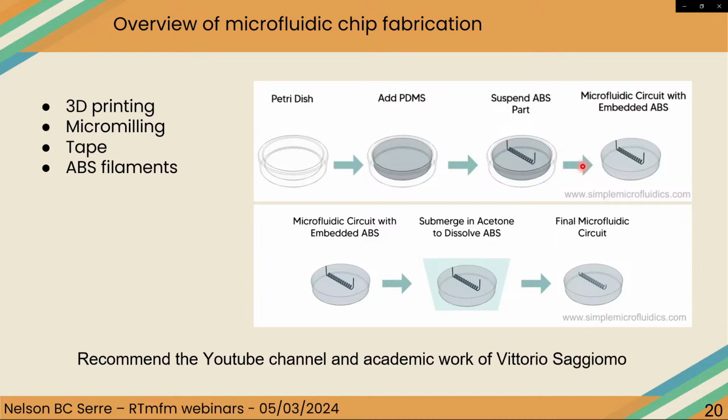And then there's some tricks that have been developed by Vittorio Saggiomo. I hope I'm not butchering the name. And I can highly recommend his YouTube channels and academic work because, for example, he developed a method to make this kind of twirly things into the chip where it's basically just ABS, so plastic used in filament printing. And then this ABS is actually soluble in acetone, so you can mold with the filament of ABS and then dissolve it, and then you only have the pattern left in the chip.